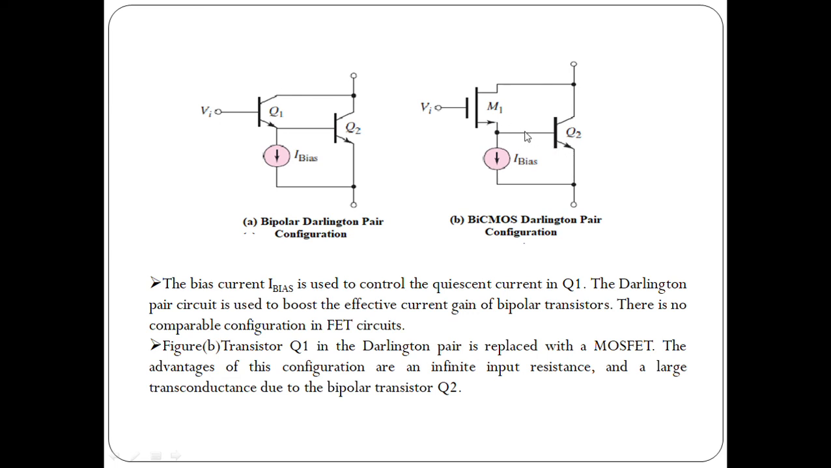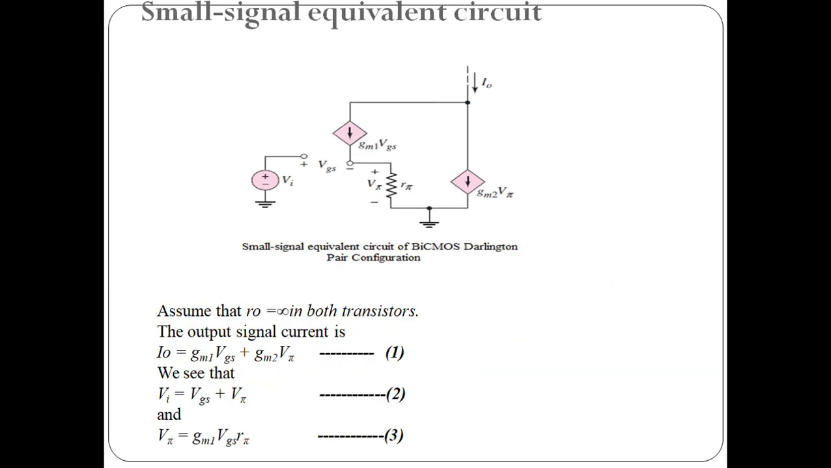Likewise, between the base and the emitter, we replace it with the small signal parameter r pi, and the voltage across r pi is given by V pi. Between the collector and the emitter terminal, we replace it with the transistor parameters gm into V pi and the output resistance. Now look at the small signal equivalent, where the input side is the MOSFET and the output side is the BJT. So let us see the analysis part.